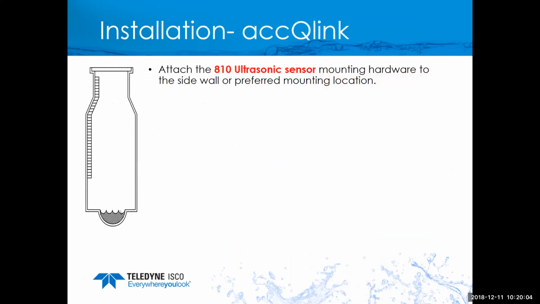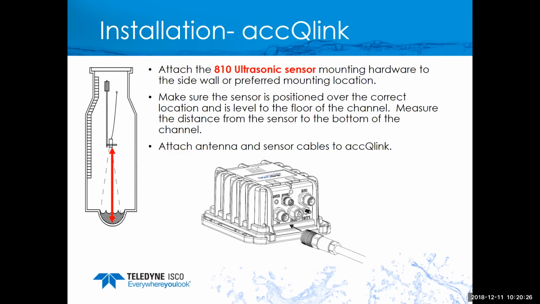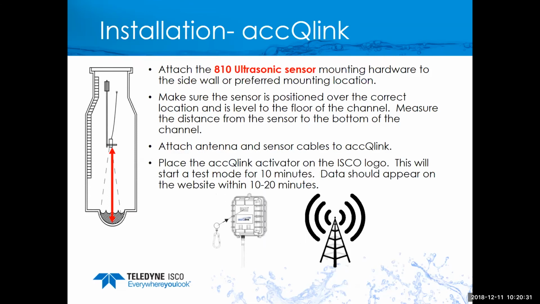You would attach the ISCO 810 ultrasonic sensor to the wall with the mounting hardware, wherever your location is, above the water that you're trying to monitor for a specific level. Make sure it's correctly positioned and level to the floor channel, and measure the distance. If you want to know a specific level, you'd want to measure the distance to the bottom of the empty channel. Attach the antenna and sensors to the AcQLink.